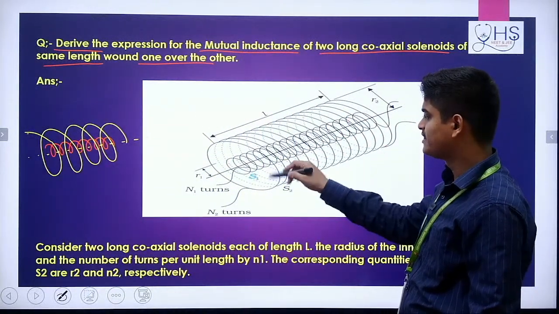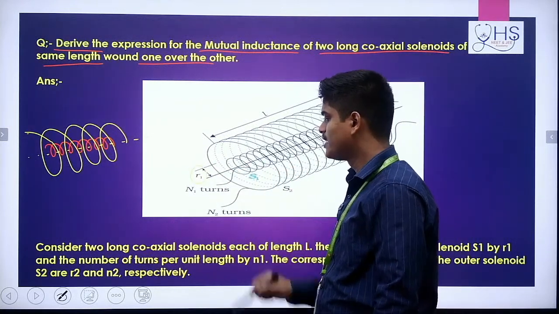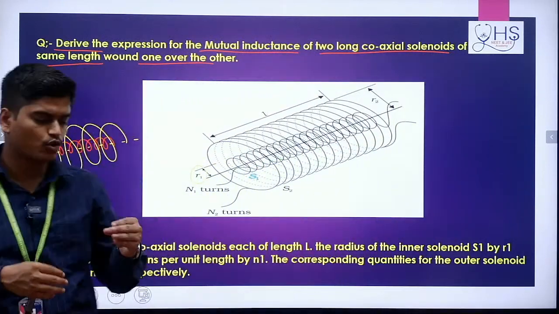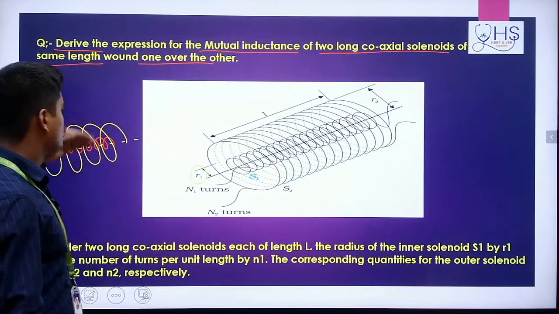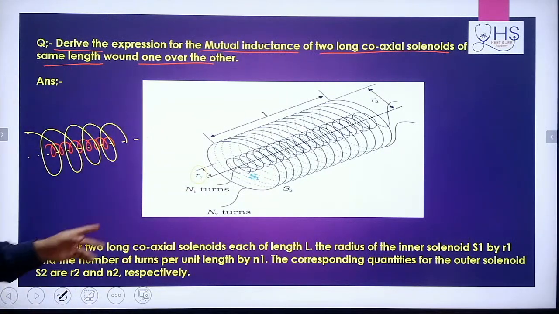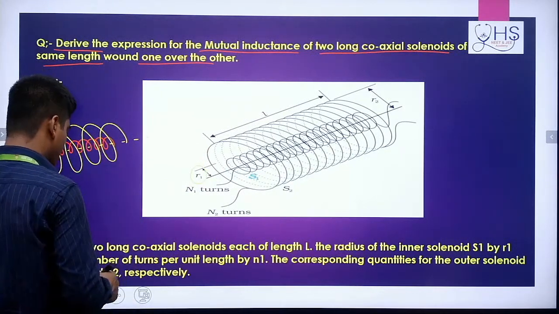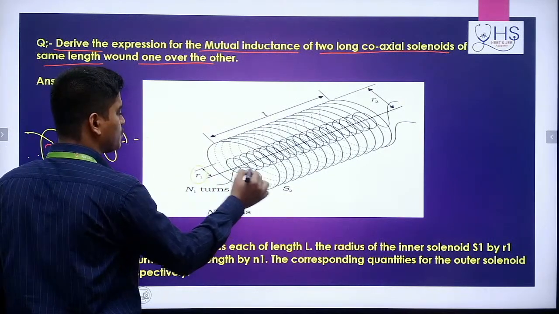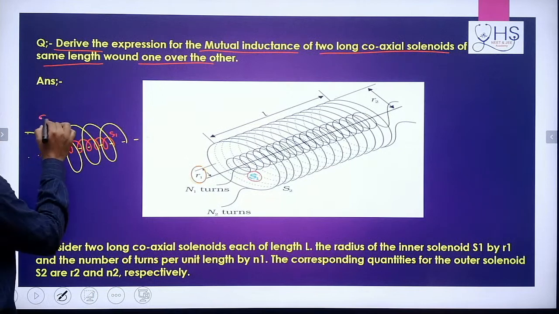So one small solenoid is there. Its radius is R1. Above that, another solenoid, not in contact, just very close. One solenoid is there, another solenoid is like this. A little gap is there. The first solenoid, the red color, is S1, and its radius is R1. And the second solenoid is S2.